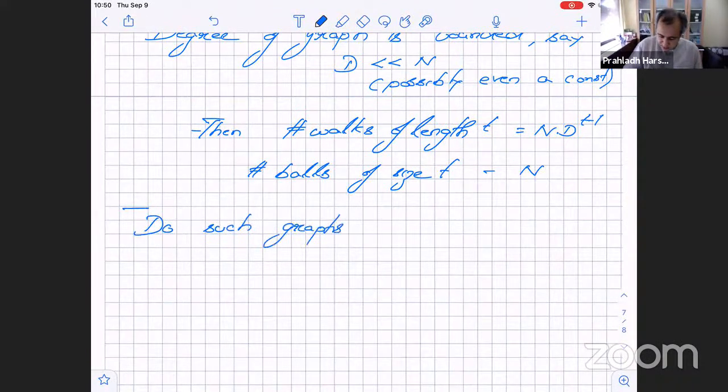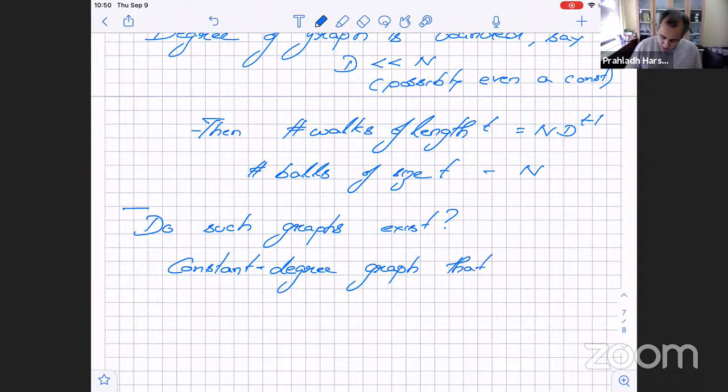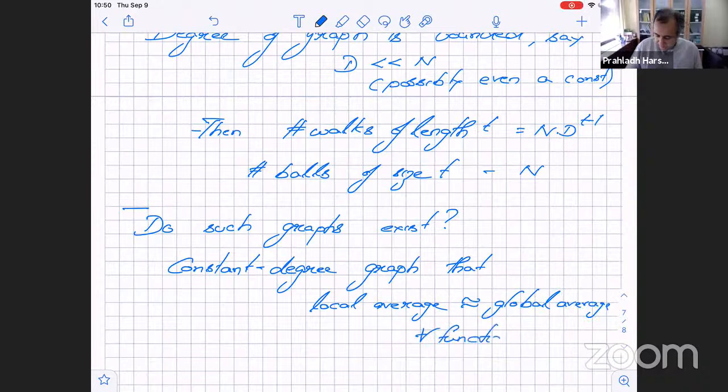Do such graphs exist? What do I mean by that? Constant degree graphs, ideally, that have the property that the local average, and I'm being very informal here, is equal to the global average for all functions. If such graphs exist, then you can give rise to such samplers. Now we need to make this property a little more precise. It's a very vague property. What property of the graph will give you this?